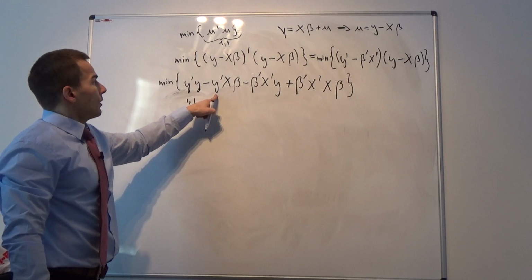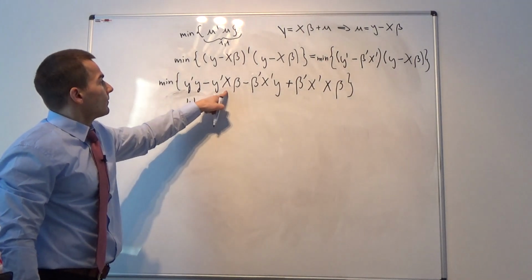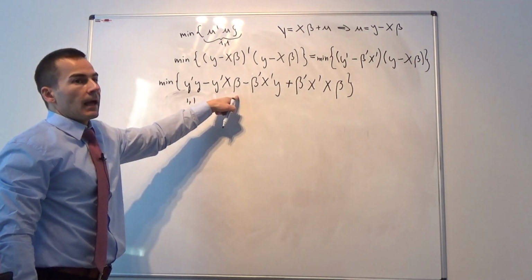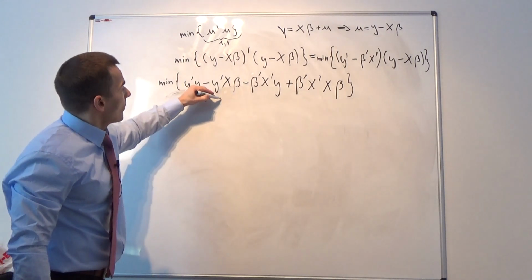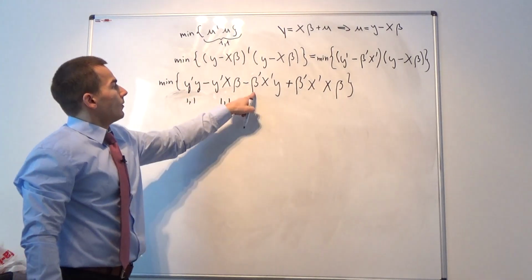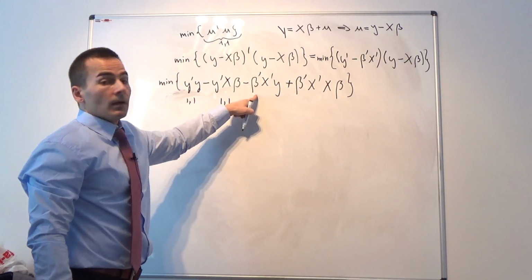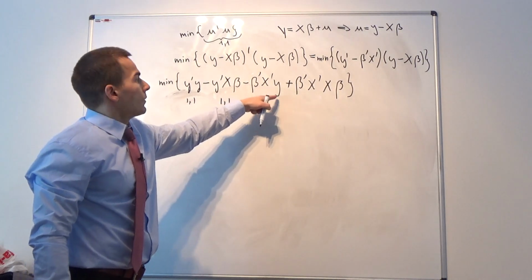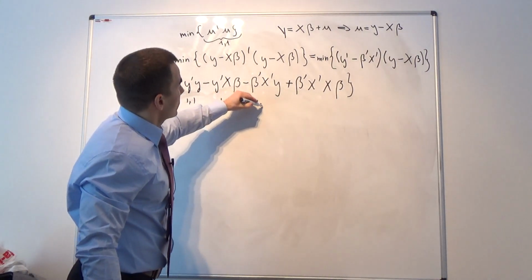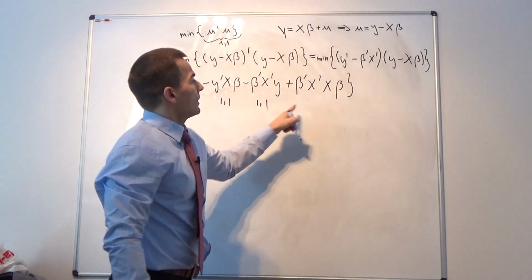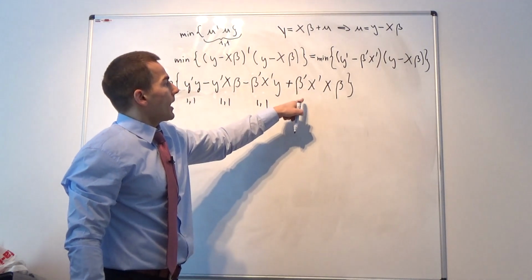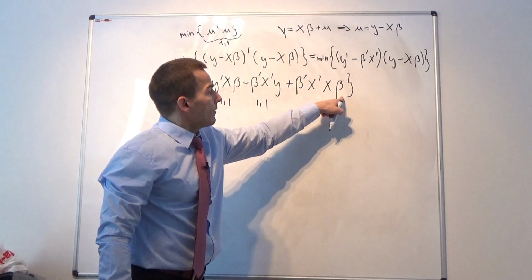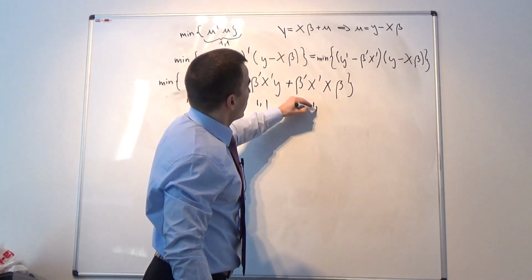Again, y transposed is 1 by t, times x, which has dimension t by k, and beta is k by 1. So what is here is also a 1 by 1, a number. Beta transposed is 1 by k, x transposed is k by t, and y is t by 1. So this is also a scalar, a 1 by 1. And the same is true here: beta transposed is 1 by k, times x transposed k by t, times t by k, times k by 1. So this is also a number.